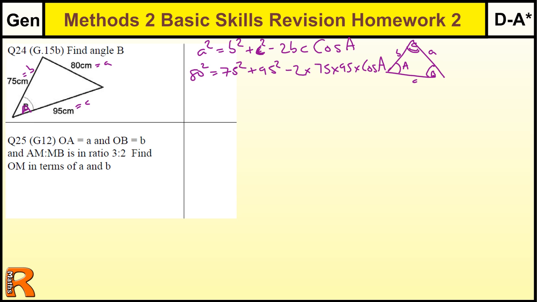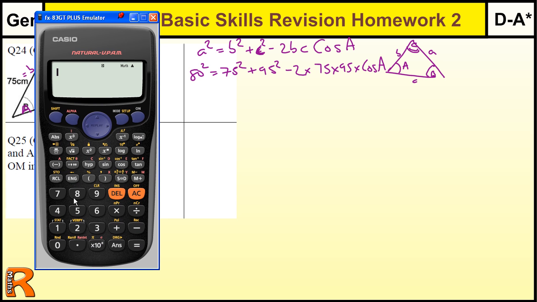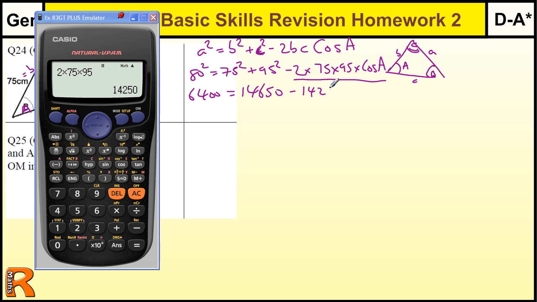Now, let's just work a little bit of that out. Let's get the calculator in. 80 squared. A very common mistake here is to think of this part of the number as just a separate number, and it's not times by cos A, maybe plus cos A or something, and then take that away or add it to the rest of the stuff, but you can't do that. 75 squared is certainly a number that we can add to 95 squared, that's okay, and we get 14650, but we're taking away this whole thing, which is 2 times 75 times 95 times the cos of A, so it's 14250 times the cos of A.